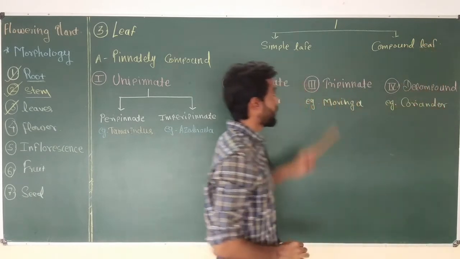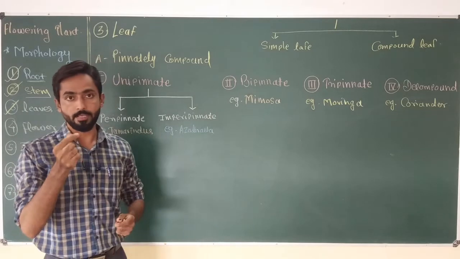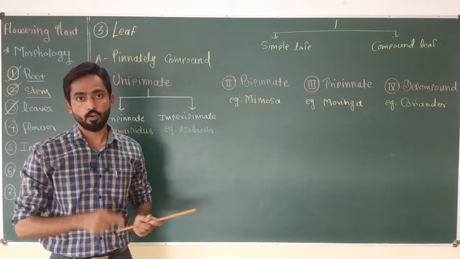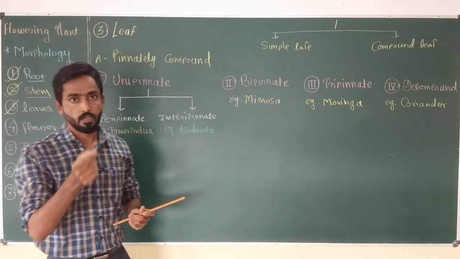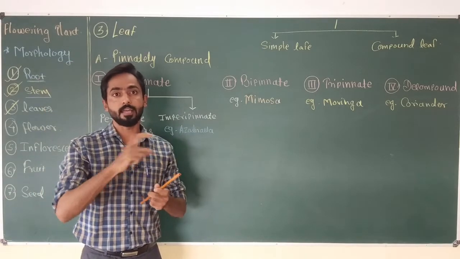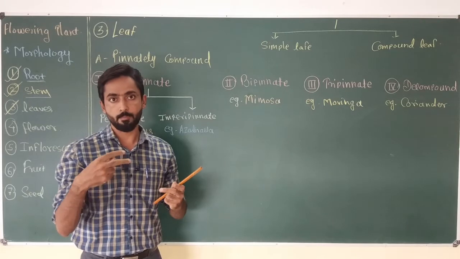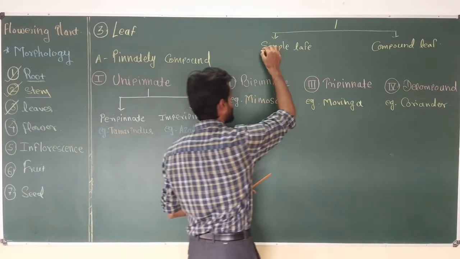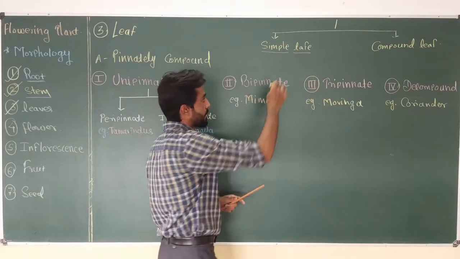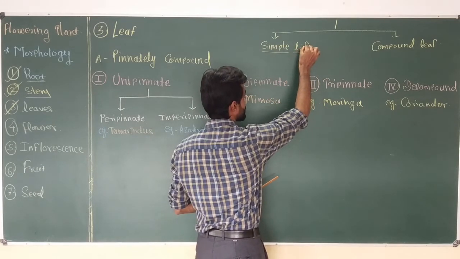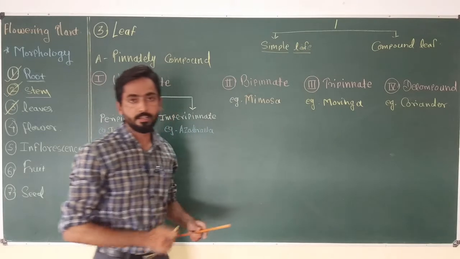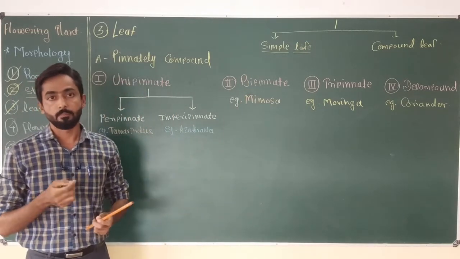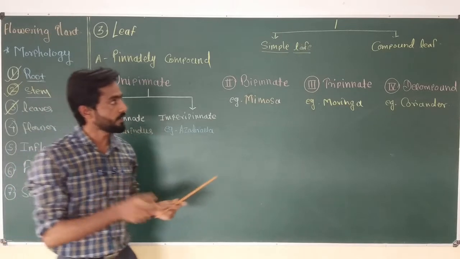Both these types of leaf are based on the number of incisions or cuts present in the lamina or leaf blade. Suppose a leaf of an angiospermic plant is intact, it does not have any cut on the margin of the lamina. In that case, it is called a simple leaf. We have also studied different examples of simple leaf, which include pineapple, mango, and papaya.